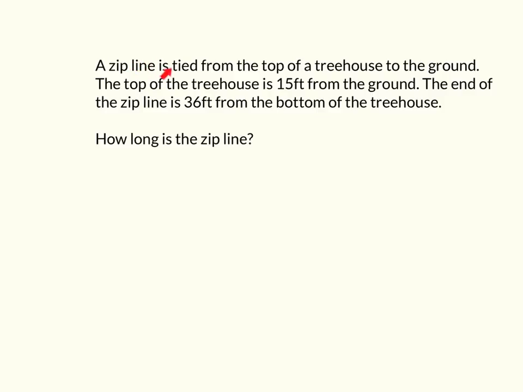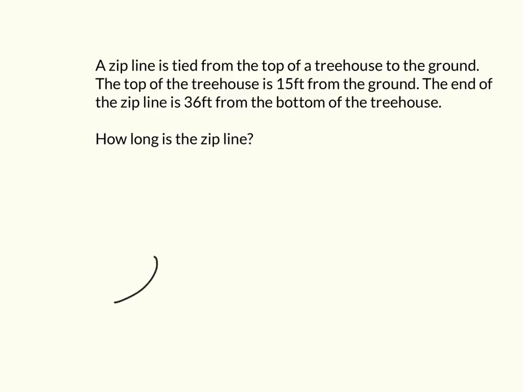All right, let's read this one out loud. A zip line is tied from the top of a treehouse to the ground. The top of the treehouse is 15 feet from the ground. The end of the zip line is 36 feet from the bottom of the treehouse. How long is the zip line? Ready for it? Go ahead and draw your picture. Hit play when you're ready to check what your picture should look like.